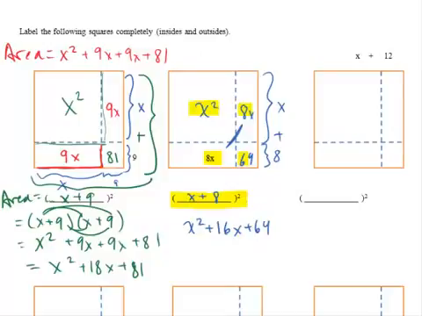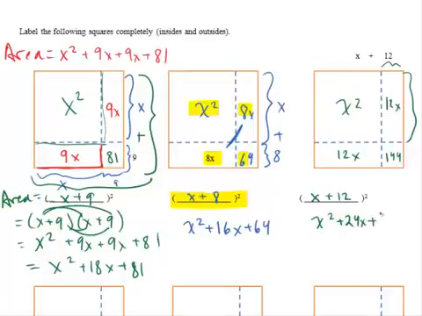Next one. We have an x and a 12. So this part here being 12, we know that this is 144. This part here being our x, we know that this is 12x. It's symmetric. And then this will be our x squared. So in our binomial, we have x plus 12 quantity squared, or x squared plus 24x plus 144.